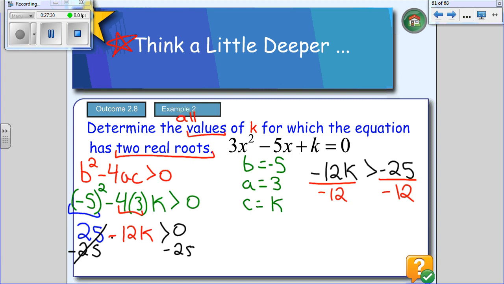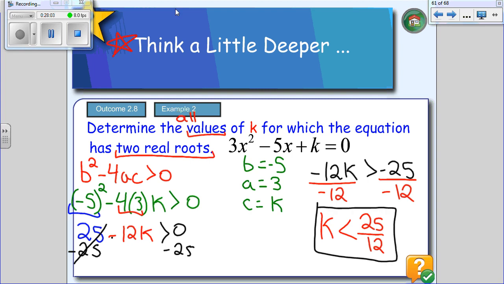So right now, my symbol is opening to the left. Because I divided by a negative, it switches. Negative 25 divided by negative 12 is 25 divided by 12. The negatives cancel each other. That is all the values of k that would work. As long as k is less than 25 over 12, then you are good. That is 100% something you need to be able to do.